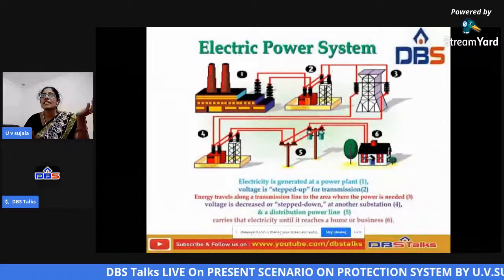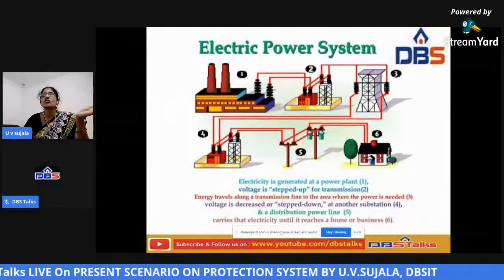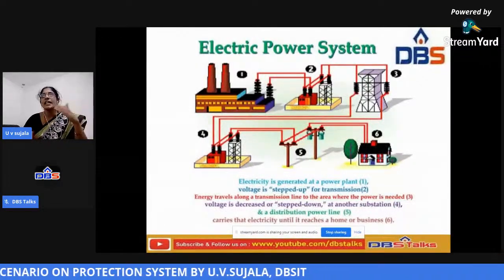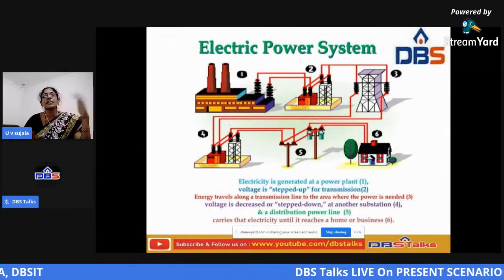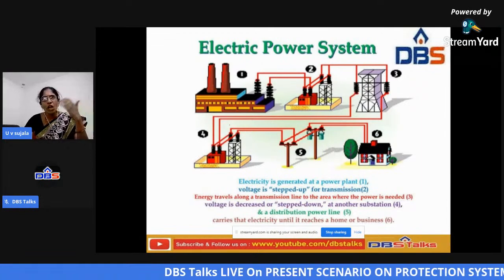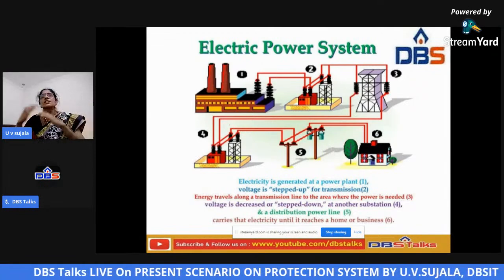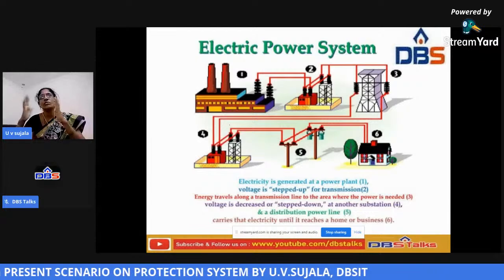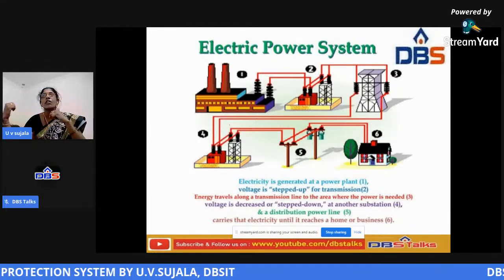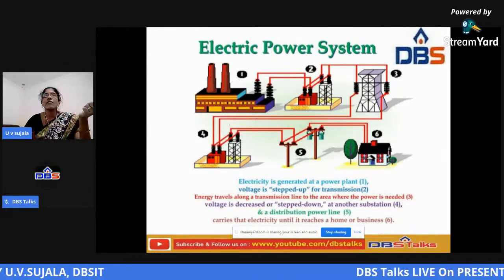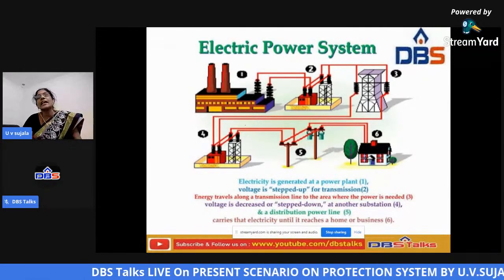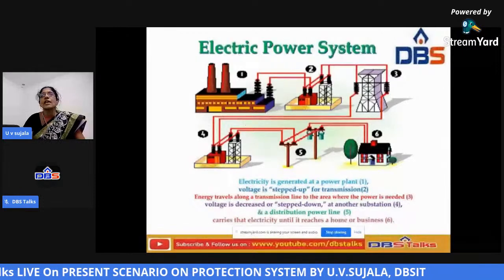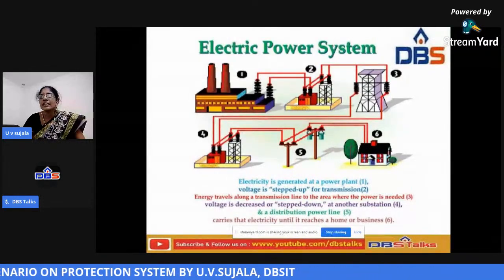Then these are the transmission lines to the area where the power is needed. And then the voltage, whatever is 11 kV, you have to step down, because suppose the step up is 220 kV, the input will be 11 kV and you want the output in kV. Then it will be stepped down at another station. Then through the distribution lines, the electricity reaches the home.